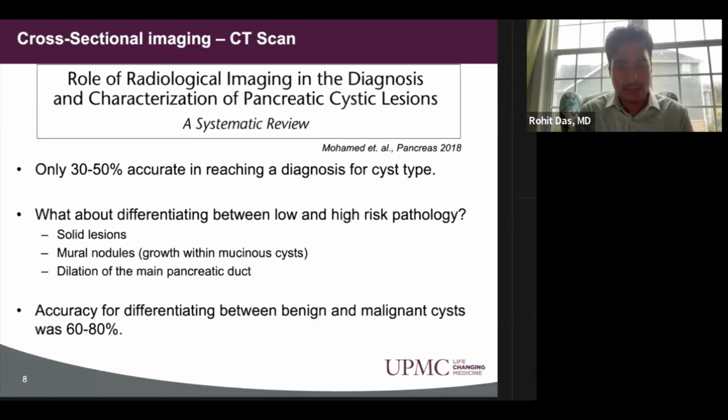CT was actually pretty decent in differentiating between benign and malignant disease with an accuracy of 60 to 80%. So the bottom line is that CT is really not a good test for determining cyst type. Again, basically a coin flip, which is not acceptable for a diagnostic test, but it is pretty good in differentiating between low and high risk disease.